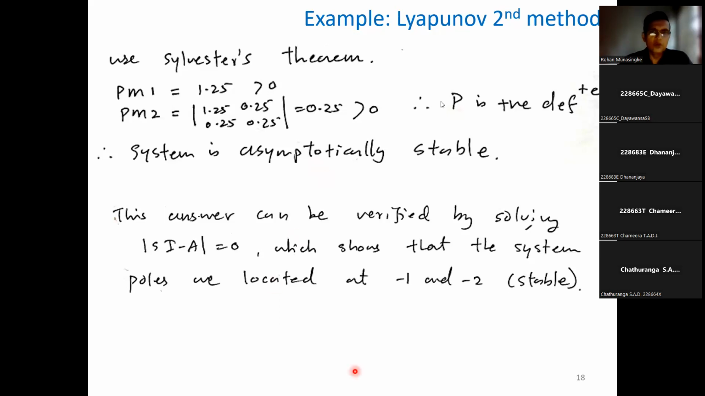Now, if you want a hard proof, the proof you are familiar with, do this one: the determinant of sI minus A is equal to 0. So sI minus A is the characteristic equation, remember. When you set the determinant to 0, you can find out the closed loop poles. When you do that for the given A, you get the closed loop poles at minus 1 and minus 2. So both are in the negative half plane. Okay, real negative poles. So the system is obviously stable.